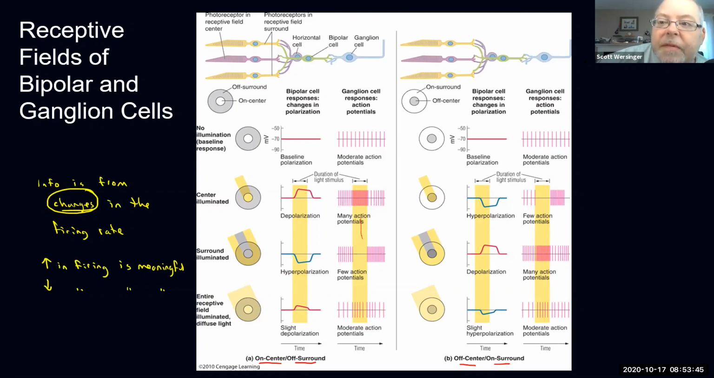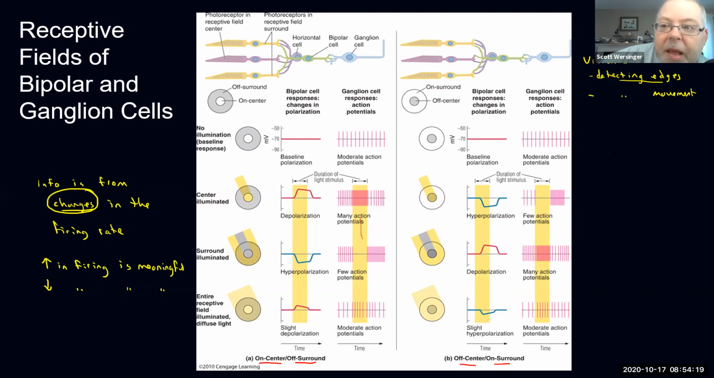Vision is geared toward two things: detecting edges, which is how you see an object, by detecting its edges, and detecting movement. These are two key things. This is going to allow us to see objects. This is going to allow us to escape predators and hunt. So the visual system really is geared toward these two things. Keep that in mind.